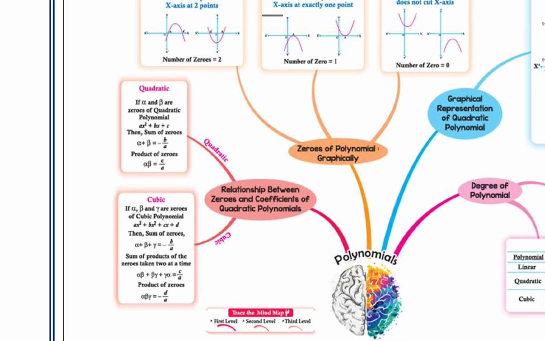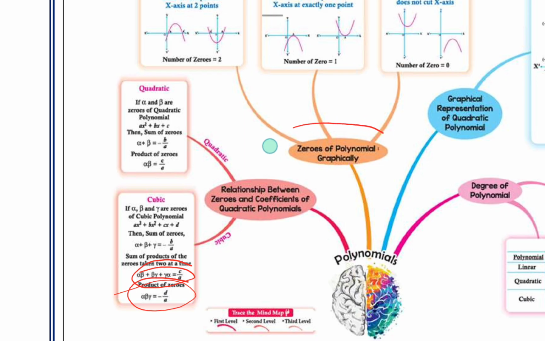After this, we study the cubic polynomial: ax cube plus bx square plus cx plus d. The sum of the zeros, alpha plus beta plus gamma, equals minus b by a. The sum of the products of the zeros taken two at a time, alpha beta, beta gamma and gamma alpha, is represented as c by a. The product of the zeros, alpha beta gamma, equals minus d by a. These are the things we will study in this section.